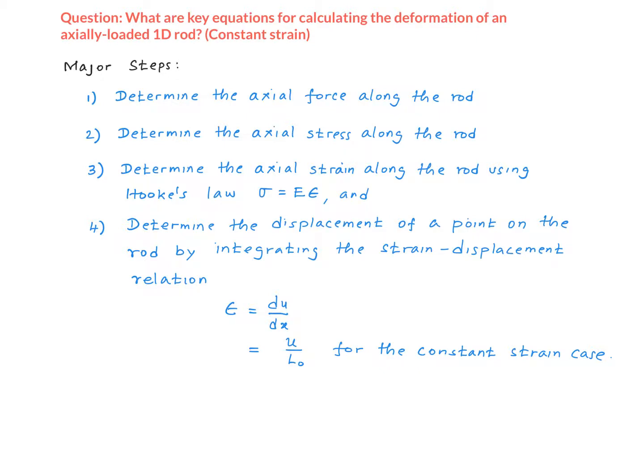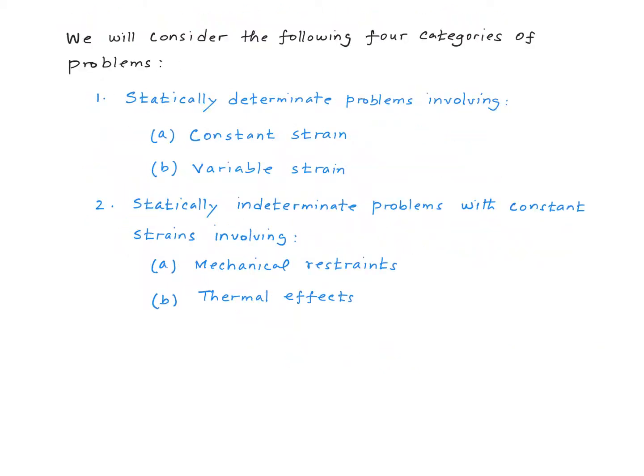point on the rod. This task is particularly simple when you have a strain that is constant along the rod. In that case, strain is simply equal to u divided by L naught, where u is the displacement at the end of the rod, L naught is the initial length of the rod. The specific theories and the equations we use depend on the problem.